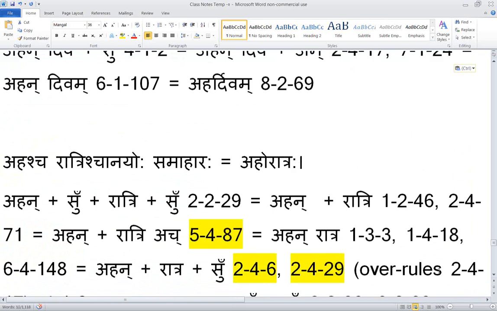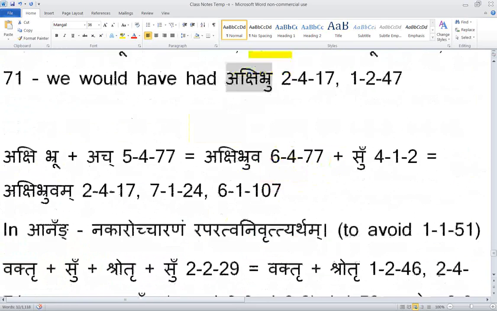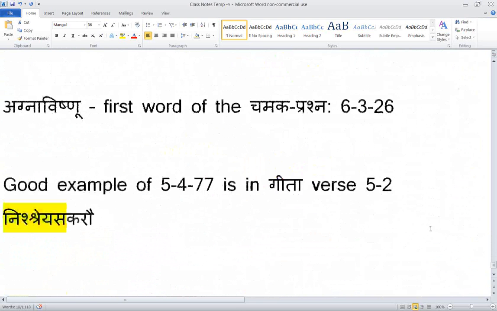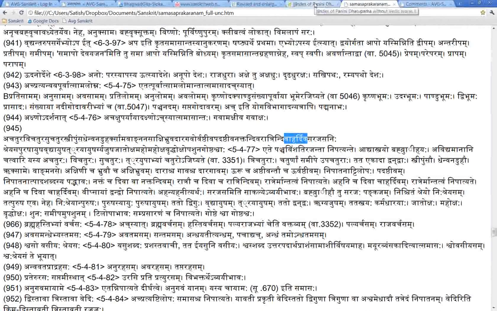We left off at this part. By the way, in Gita, I mentioned at the end of last class, this Sutram 5477 comes in chapter 5 of Gita, the example of Nishreyasa Karavubhav. I always have to give Gita examples. Gita examples are always very good. So in Bhagavad Gita, I gave you just 2 examples today.